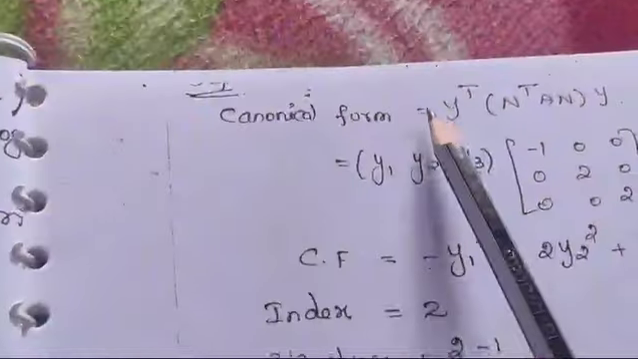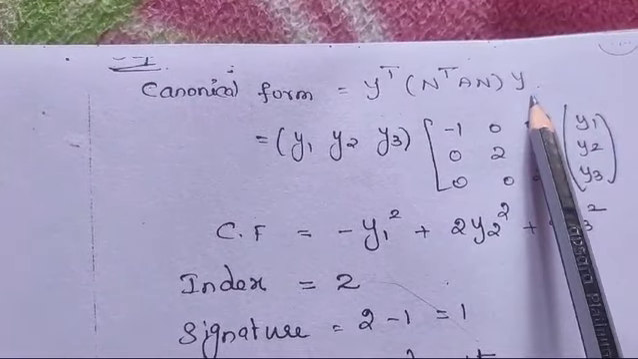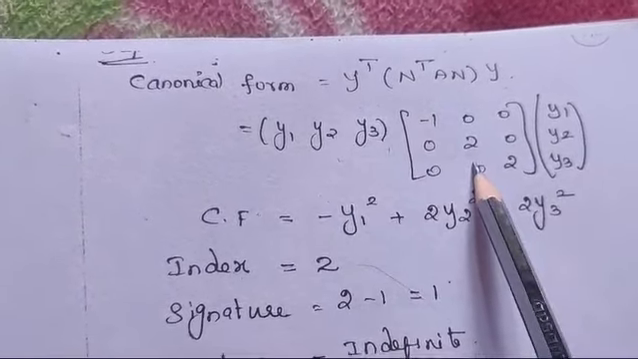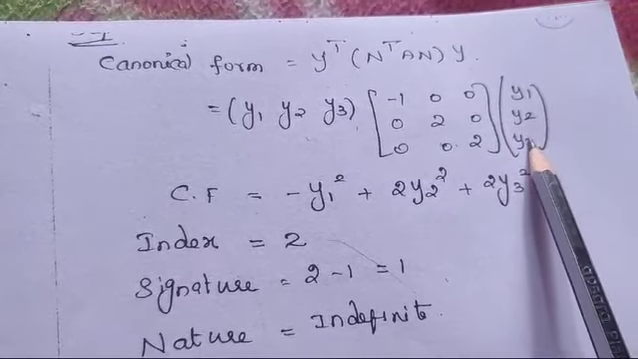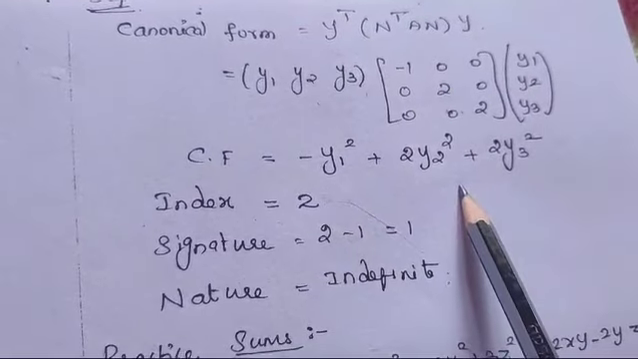The formula for the canonical form is Y transpose into N transpose A N into Y. Y transpose is y1, y2, y3, and we know the value of N transpose A N. Just substitute the values, where Y is y1, y2, y3. Multiply all the values and we get the canonical form.